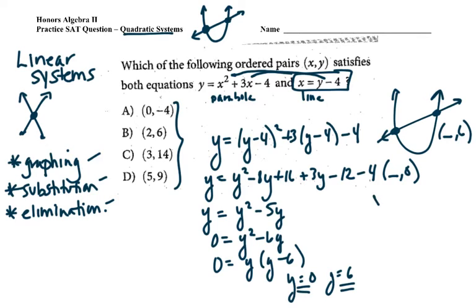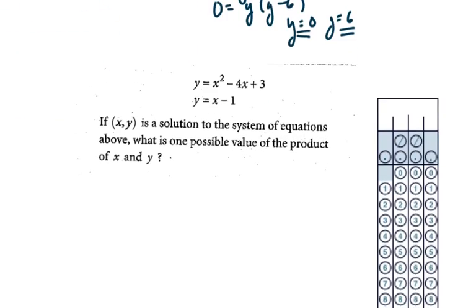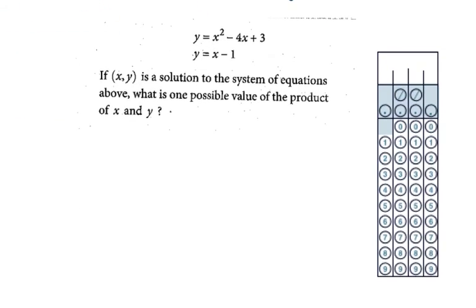So if I plug in y equals 0, 0 minus 4, so x is negative 4. So negative 4, 0 is one of my solutions. And if I plug in y equals 6, 6 minus 4 is 2, so 2, 6 is the other solution. So here in this multiple choice, it would be 2, 6. And of course, you could always plug that ordered pair into each equation and see that it works.